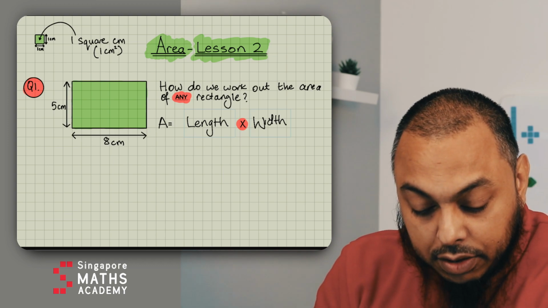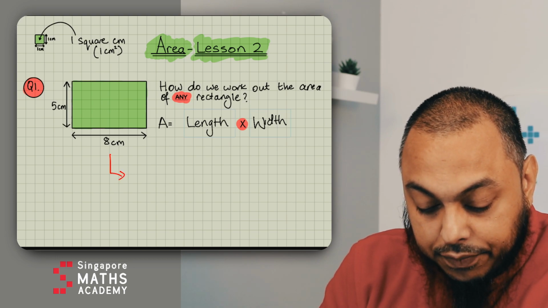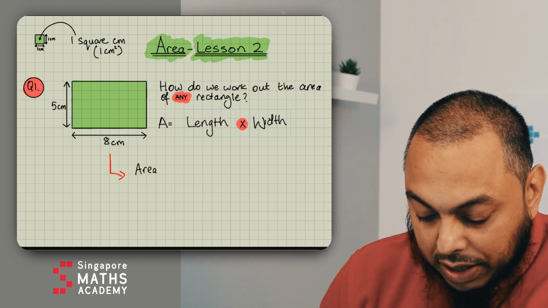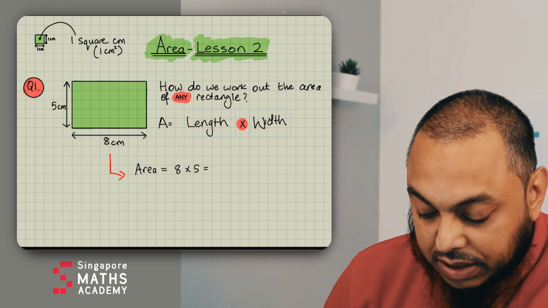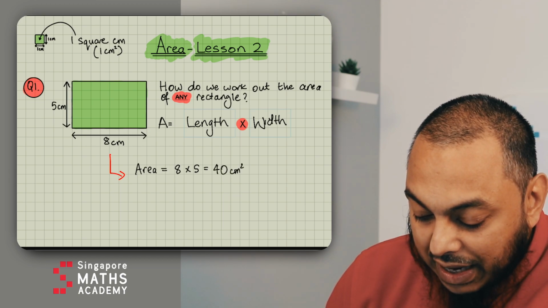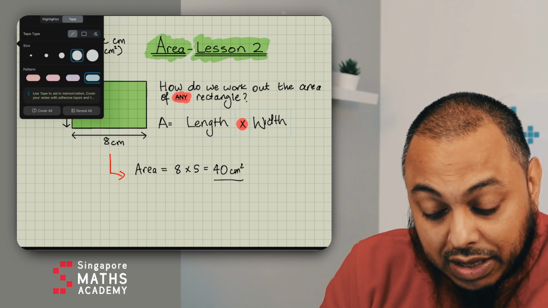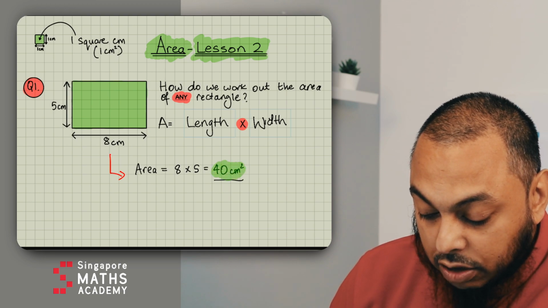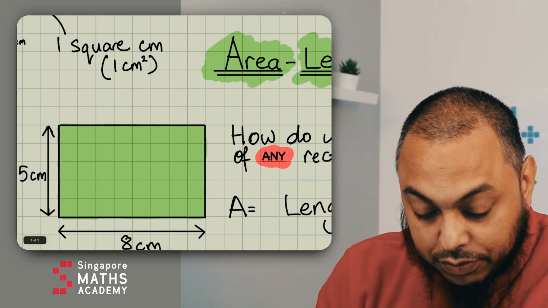And so here, in this example, let's work out the area. The area of this rectangle is going to be 8 times 5 centimeters, which is going to be 40 square centimeters. Why is it 40 square centimeters? Does anyone know? Well, it's 40 square centimeters because it's got 40 of these green squares. Don't believe me? Let's count them.